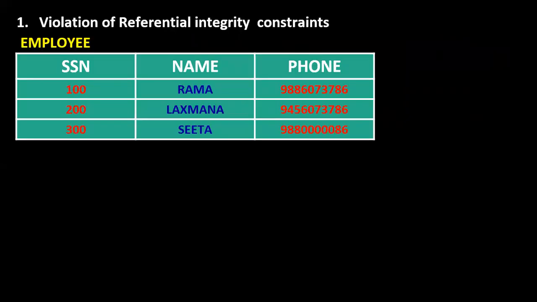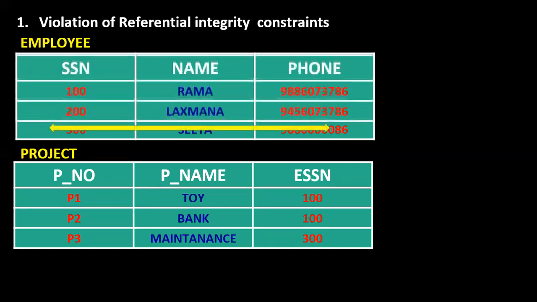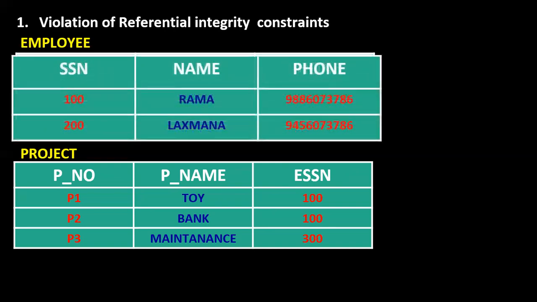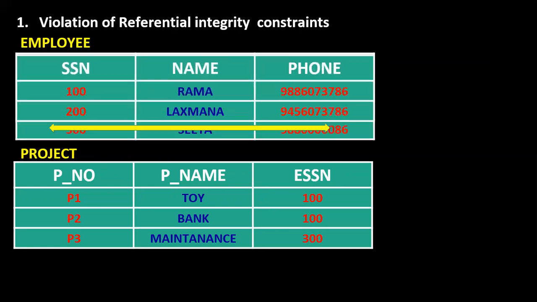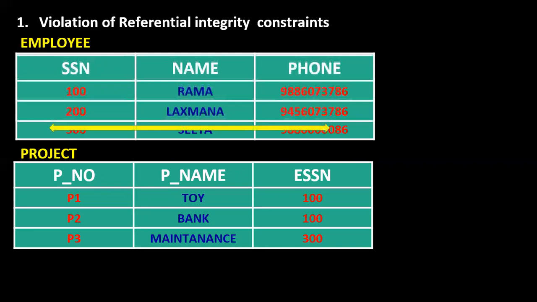This is an employee table, and we have a foreign key table. SSN is the primary key in employee, and the same ESSN is the foreign key in the project table. Now I will try to delete one of the primary keys, for example 300. If I delete 300, in employee we have only two tuples, SSN 100 and SSN 200. In the previous case there was no problem, because whatever foreign key values we used were from the employee table only. But now SSN 300 is deleted.